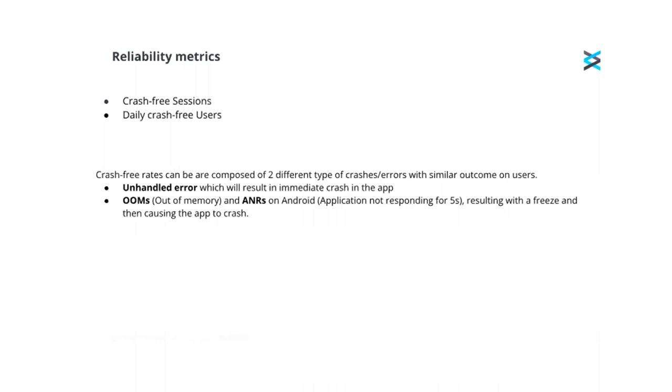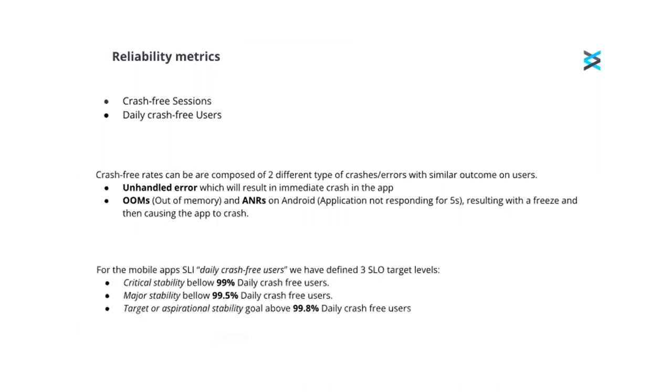Also, crash rates in general are composed of two different types of crashes and errors happening in the apps: unhandled errors and, in some cases, out of memory exceptions on iOS and ANRs, more specific to Android. Also in Pandora, we have defined three different levels of SLOs for daily crash-free users. Critical stability is below 99% of daily crash-free users, major stability is below 99.5%, and the target or aspirational stability that we always try to reach is 99.8% of daily crash-free users.